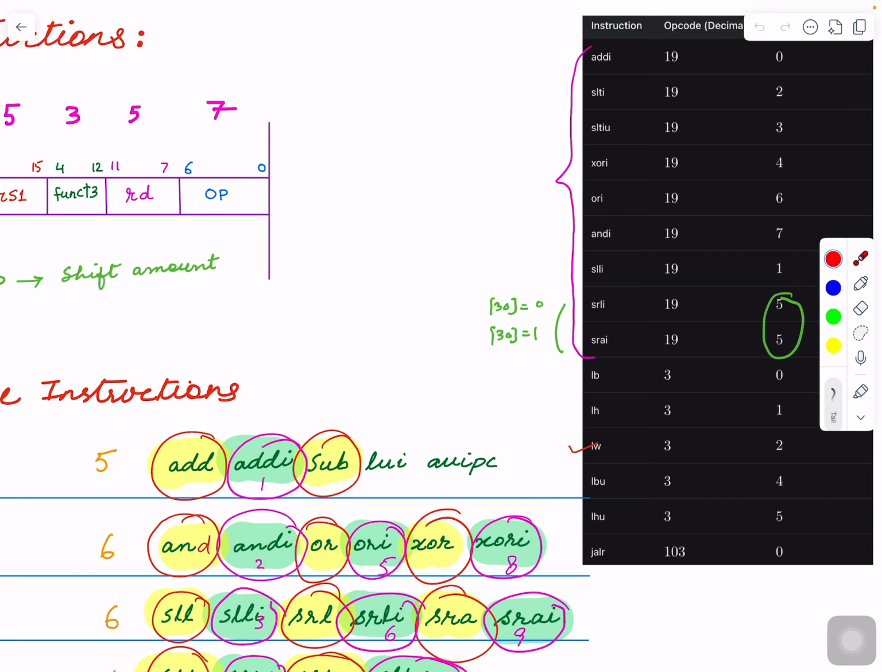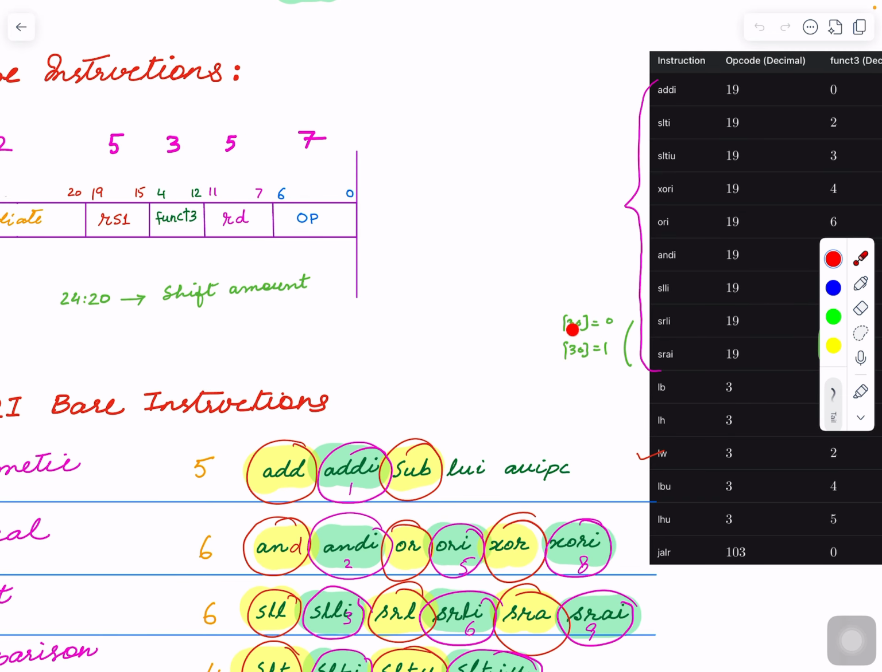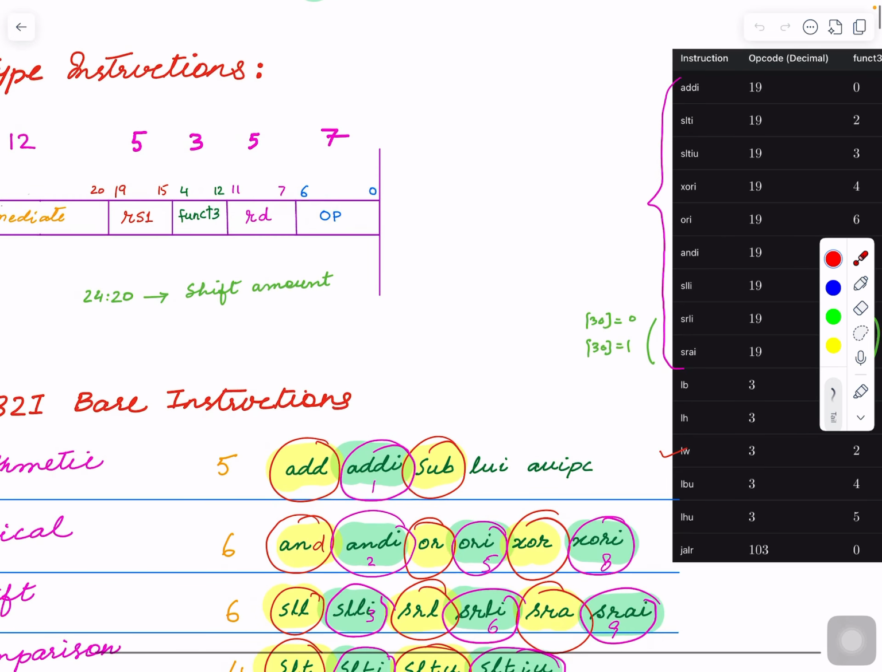So the question is, how are we going to differentiate between the two? I don't know if I covered this in the I-type architecture, but that's okay. We're going to cover it now. So bit number 30 and 31. For the shift instructions, we cannot shift by more than 31 bits, right? If it's 32-bit, if we shift by 32, the whole number is gone. So in order to shift a maximum of, say, 32, how many bits do we need? We only need 5 bits.